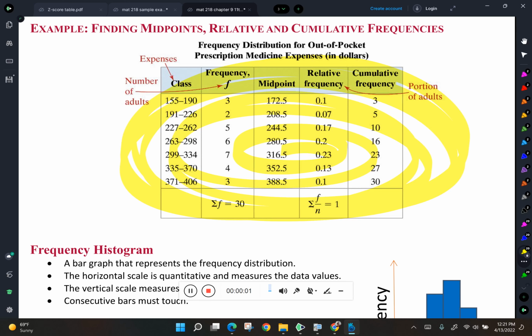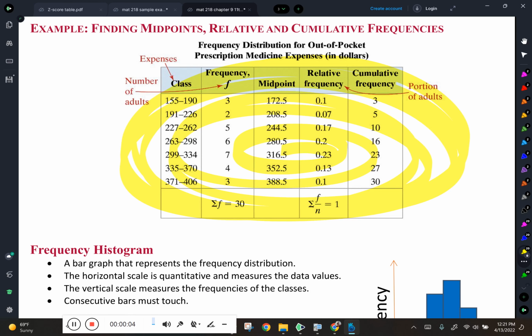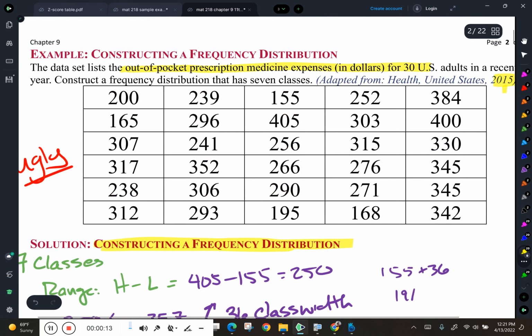So welcome back for part 2 of section 9.1. We're working on displaying data. Someone gives us a horrible, ugly pile of numbers, and our goal is to make this be something that someone can look at and consume in a useful way.